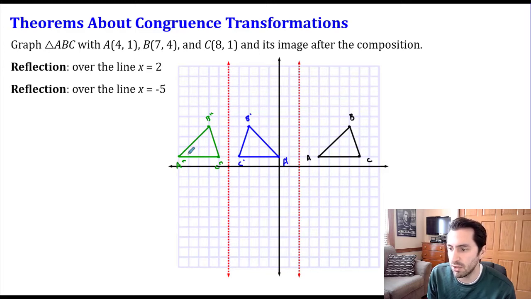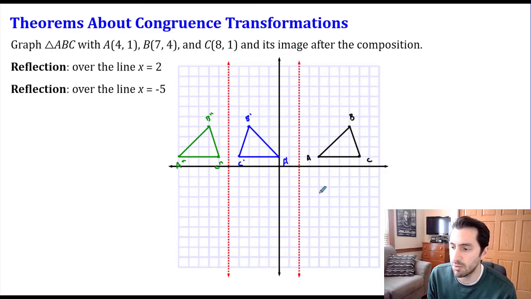And if we take a look here, this double reflection is the same as a translation. In a translation, we don't change orientation at all. We just slide the shape somewhere else. And that's exactly what happened here. So even though we did a double reflection, we get back to the original orientation, and this is equivalent to a translation.